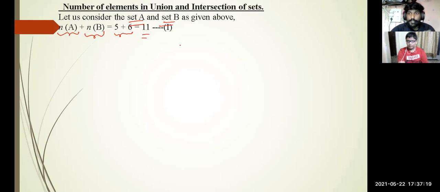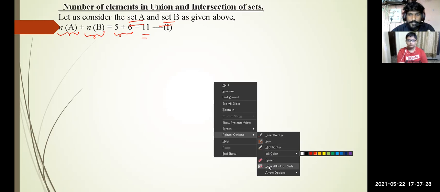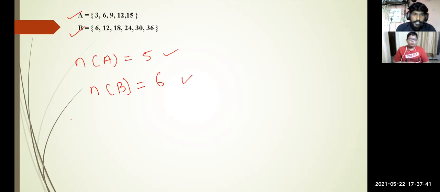Now what we are doing is a little bit of derivation. So slowly try to understand. Okay, I'll go slow, but see that you understand all the steps. So n of A plus n of B is 5 plus 6, which is 11. Now, if you take A union B, okay, I'll go back to the previous slide. So can you tell me what is A union B?